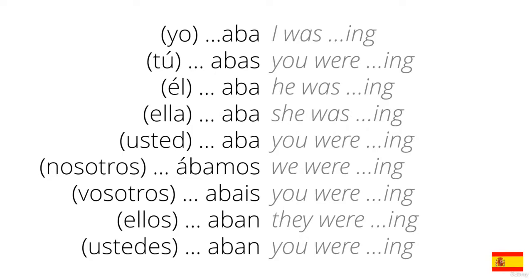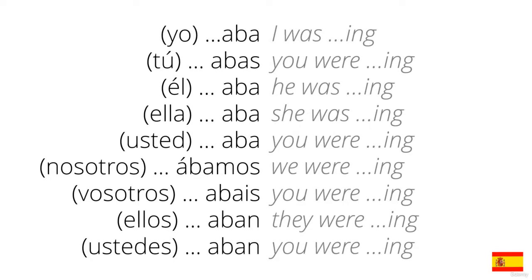You might have noticed that I've included a word in brackets at the start of each of the endings. The reason is that if you look at "I was -ing," "he was -ing," "she was -ing," and "you were -ing," the ending is the same for all of them: ía for ER or IR verbs, and aba for AR verbs. The words in brackets are called subject pronouns, and they just clarify which person you're referring to. Yo means I, tú means you, él means he, ella is she, usted means you, nosotros means we, vosotros means you, ellos is they, and ustedes means you. So you can add those to clarify if the ending doesn't make it 100% clear as to whom you're speaking about.